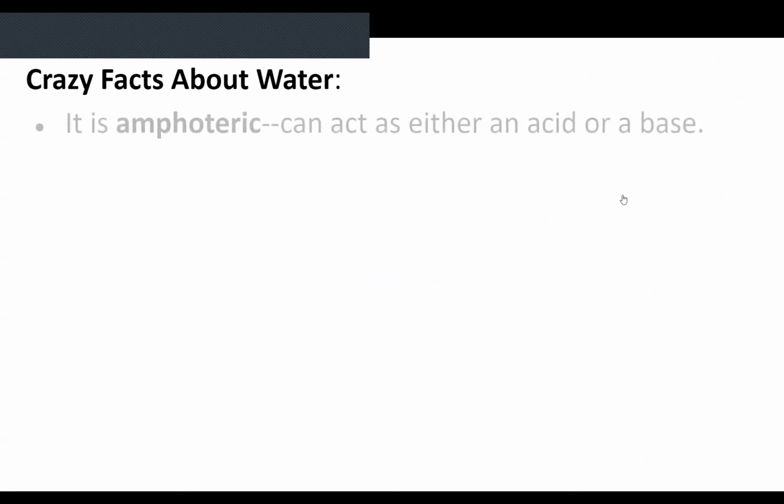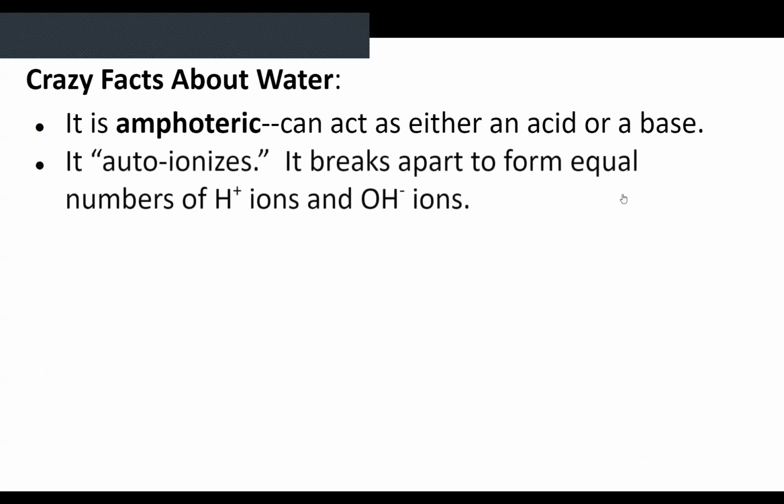Okay, here are some things about water that really set up and define the pH scale. For one thing, water is amphoteric. Water can act either as an acid or a base. When it loses a proton to become hydroxide ion, it's acting as an acid. When it gains a proton to become hydronium ion, it's acting as a base. Water reacts with itself. We say that it autoionizes. That means it breaks apart. One water molecule reacts with another, pulling a hydrogen away from it. And when it does, it forms equal numbers of hydrogen and hydroxide ions.